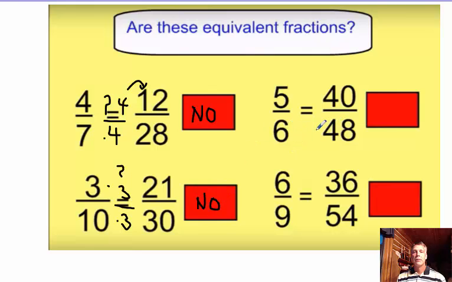All right, how about this one? 6 times what? Well, that's easy. 6 times 8, that's 48. So now, is 5 times 8, is that 40? And yeah, it is. So these two are equivalent. And again, 9 times what? Well, 9 times 6. And 6 times 6, 36. And so a couple no's and a couple yeses. All right, let's keep moving here.